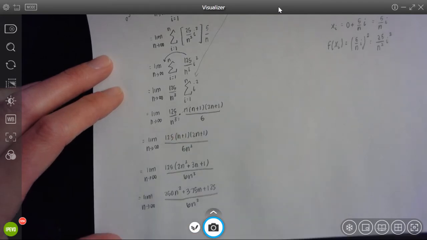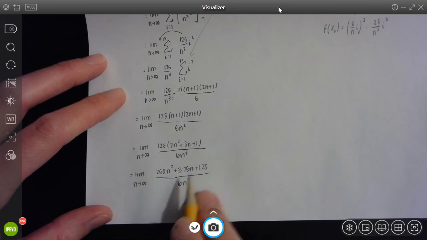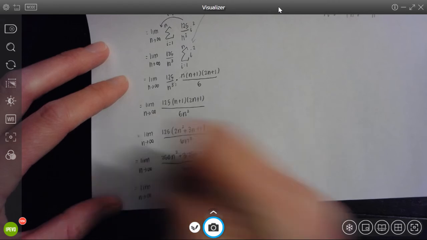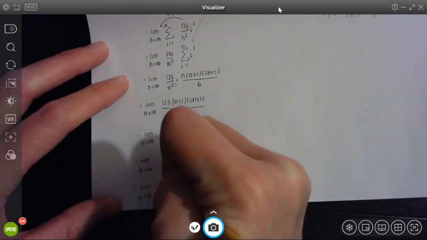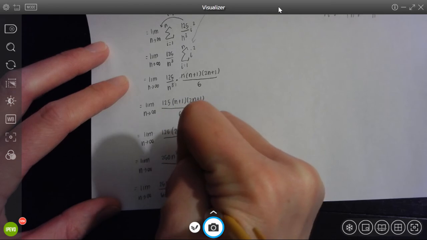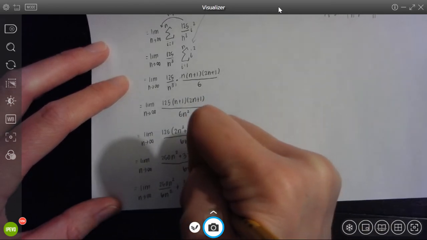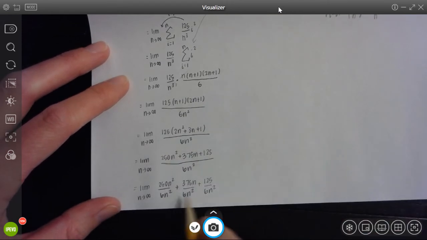So what I want to do at this point is take the limit as n is approaching infinity of each one of these terms separately. So I'm going to break these apart into 3 separate fractions, each with a denominator of 6n squared. So 250n squared over its own denominator plus 375n over its own denominator, and then plus 125 over its own denominator. And now I want to simplify as much as I can here.